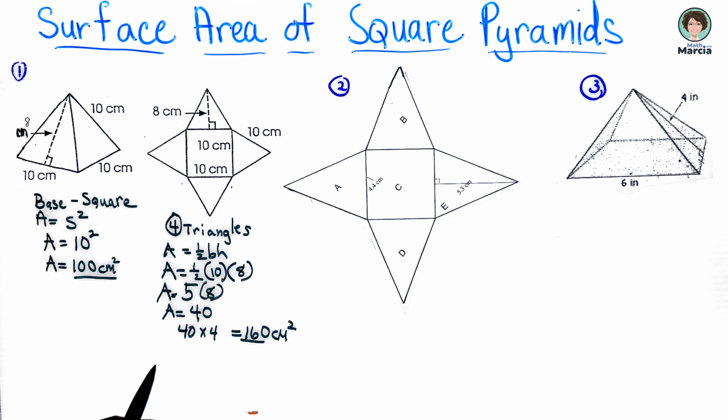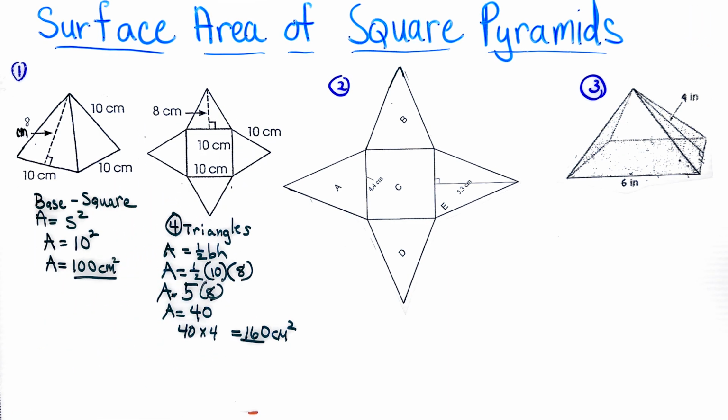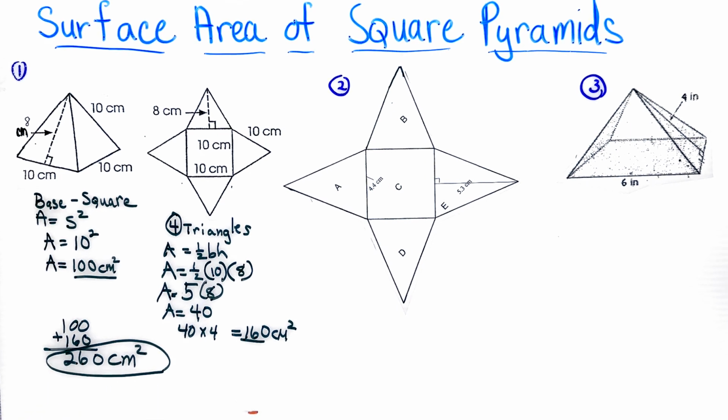And again, since I have my base and my 4 triangles, because that's all there is, notice the net, I'm just going to add them together. So 100 plus 160 is 260, and that is centimeters squared. And there is your answer, the surface area for the first problem.